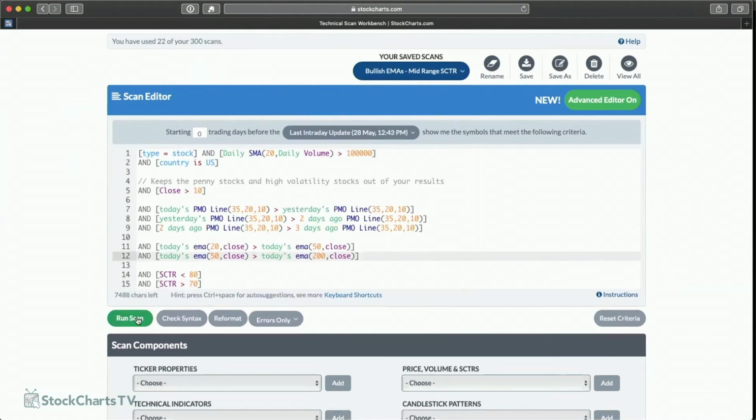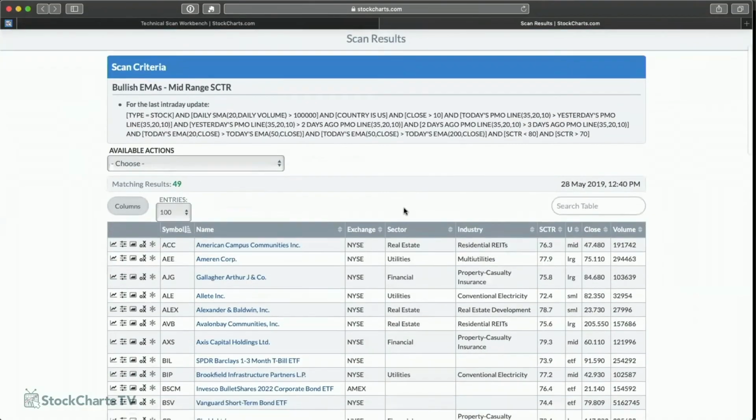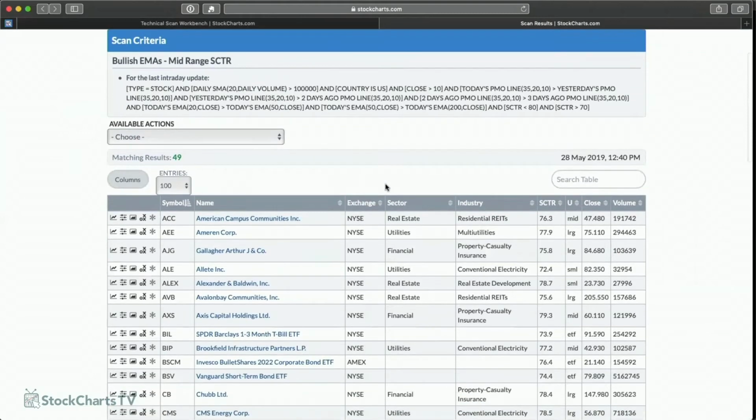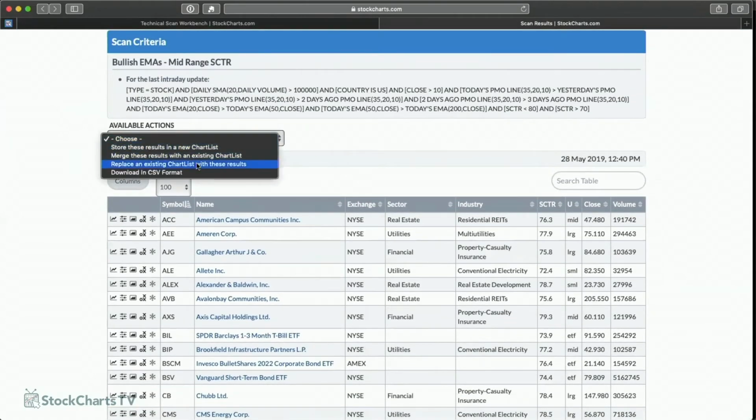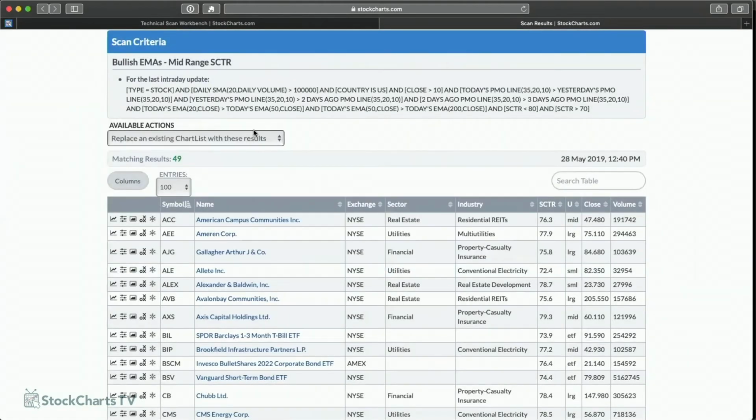So let's go ahead and we'll run this. I think I ended up with like 40-something results when I ran it this morning. Okay, we actually had a few more. So I'm going to replace a chart list, and let me show you this first.